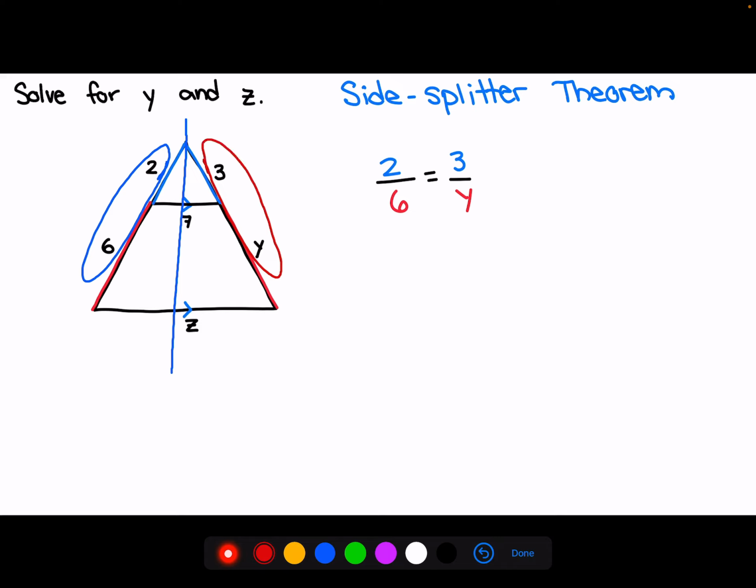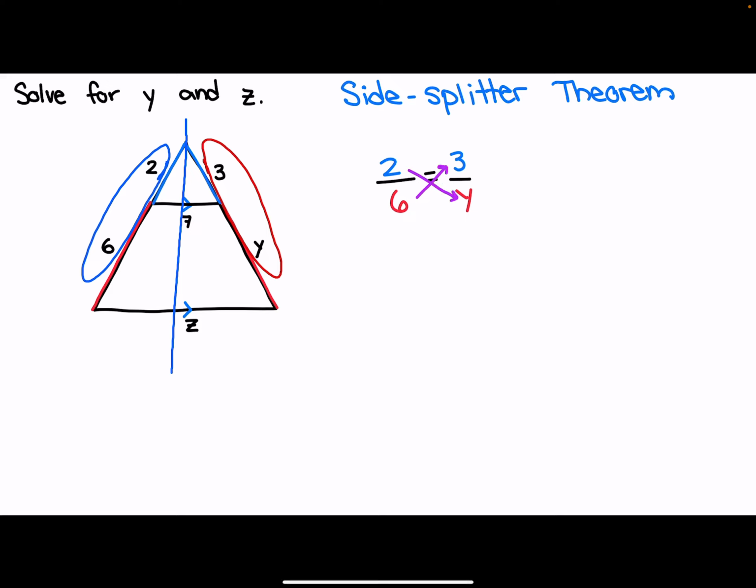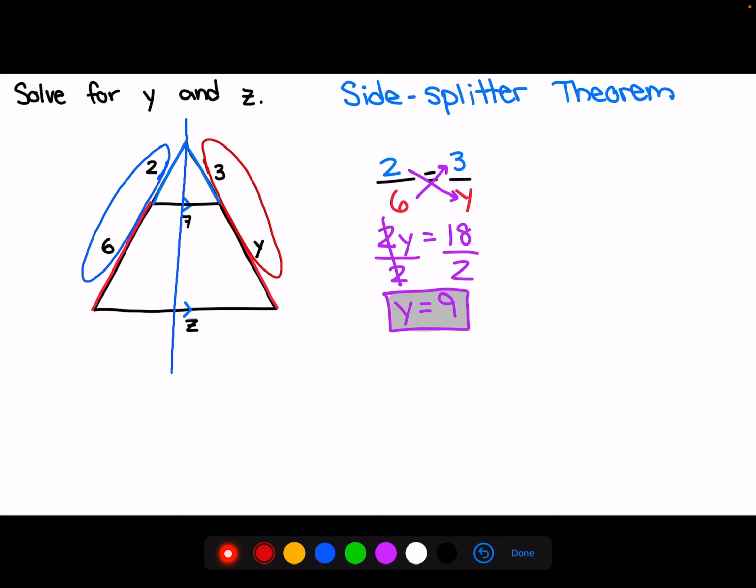Now, could I do 6 over 2 equals y over 3? Absolutely. At this point, we're just going to go ahead and solve for y by cross multiplying and solving. So that gives us 2y equals 18. And of course, if we divide both sides by 2, we're left with y equals positive 9. Now that we know that y is 9, we can solve for z.